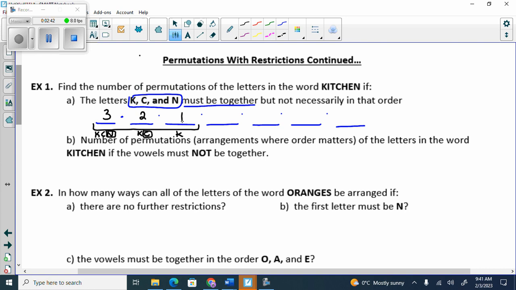Now, how many letters have I used up? 3. How many letters do I have left? 4. So in this blank, I actually have all the rest left. So I have I, T, H, E, left. So I have 4. And then I'm going to hold one of those. Then I'm going to have how many? 3, 2, 1. We agree? Okay, put your pencils down for a second.